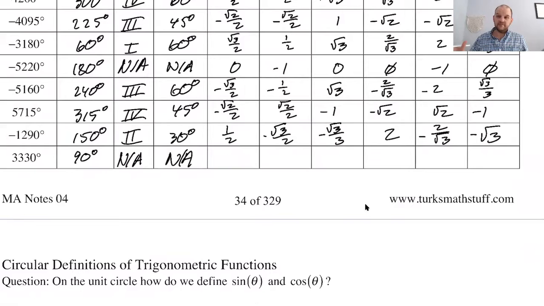All right, 90 degrees. It's pi/2. So pi/2 is going to be 0, 1. So cosine is 0, sine is 1. Tangent is sine over cosine, doesn't exist. Reciprocal of 1 is 1. Reciprocal of 0 doesn't exist. Reciprocal of doesn't exist is going to be 0.